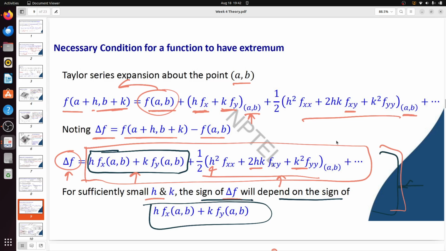Next, you can determine this using the Taylor series theorem. You just take terms up to second order, and then there will be higher order terms. So we have just expanded the Taylor series: h fx(a,b) + k fy(a,b), plus half of (h² fxx + 2hk fxy + k² fyy). This is called the Hessian matrix.